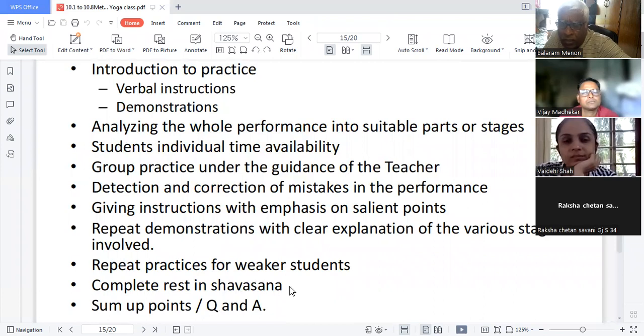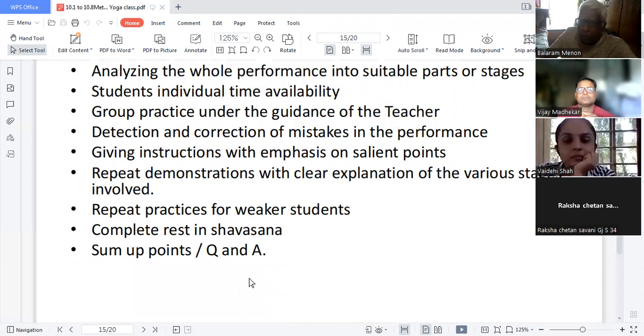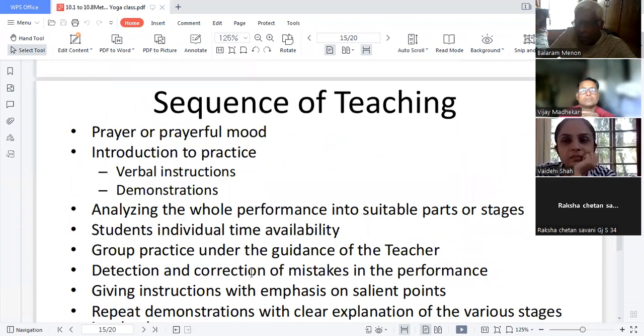The 1.5 hour capsule may not be sufficient for Shavasana. Shavasana, Yoga Nidra, may take 25 to 30 minutes, so that will not suffice in the daily class. So you can take it once in a week. When I take the class, I take it once in a week. Sum up the points and leave the questions and answers for the students. So this is my lesson plan sequence of teaching this month.